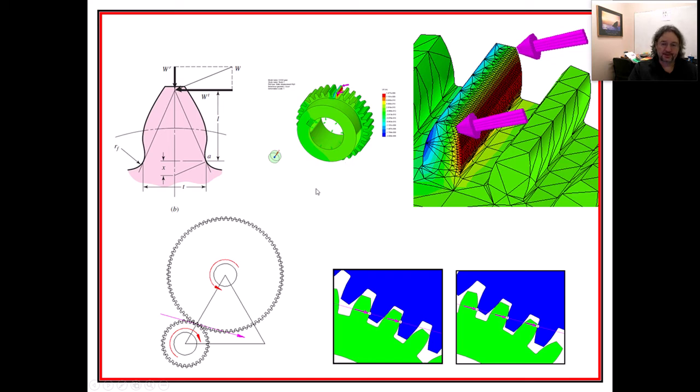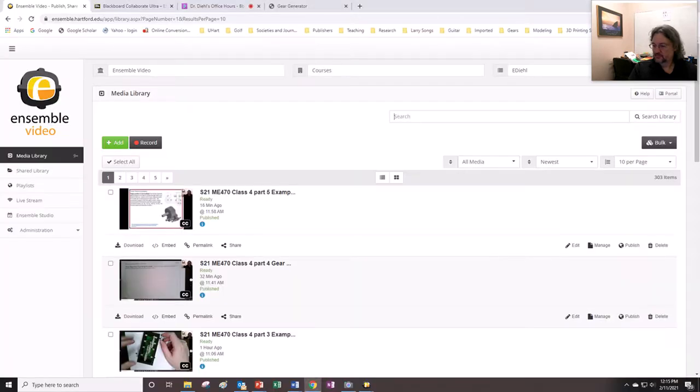Here is class 4, and this is like part 6. Is that true? That's crazy. How many parts do I have? I guess this is part 7. Darn. I'm going to get rid of some stuff.